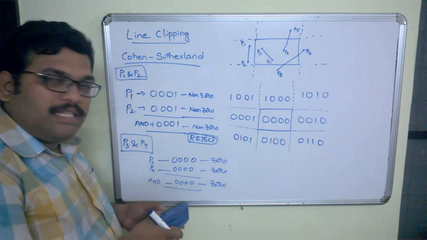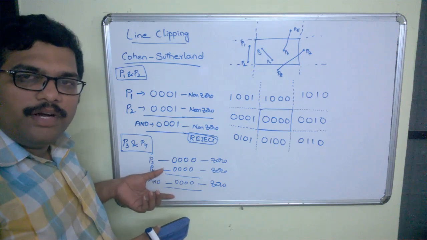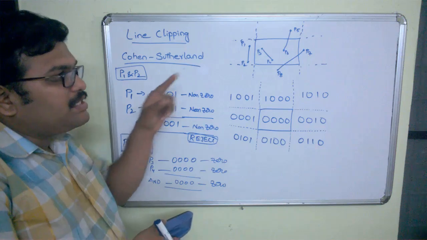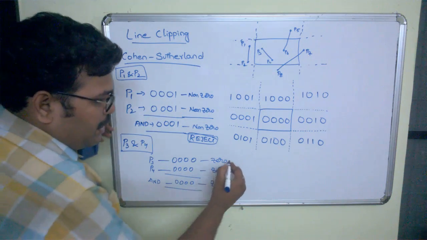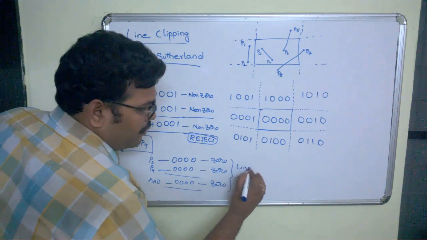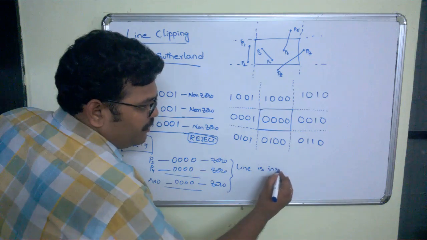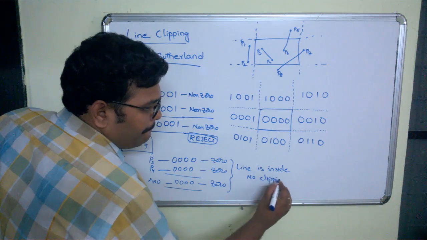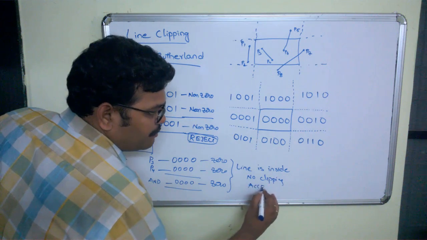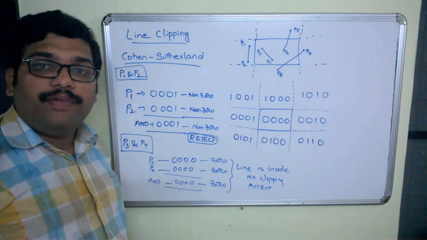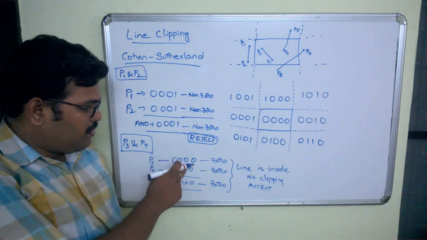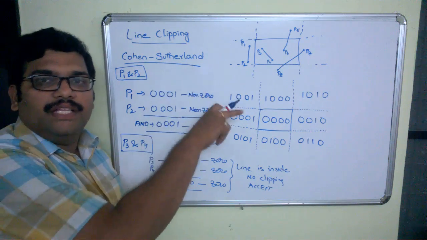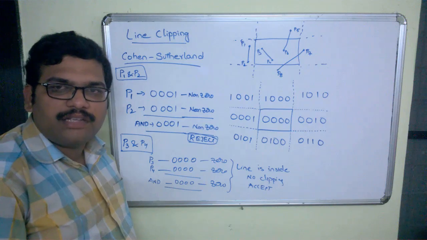So in such case, this indicates that both the points, that means the line between these points, lies inside the window. So the line is inside the window. So no clipping is required. That means we will just accept that line, because both are zeros and the AND operation is 0. That means the line lies within the window. So no more clip operation is applied.